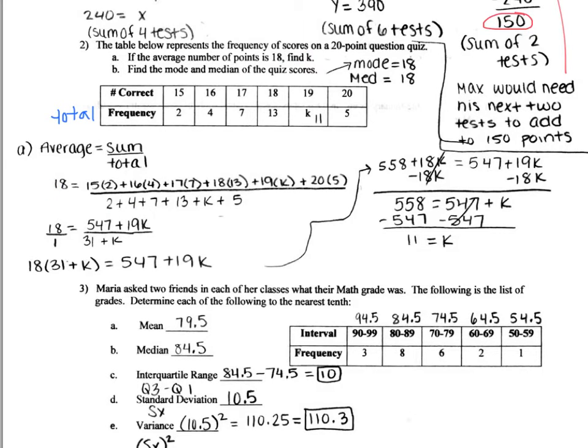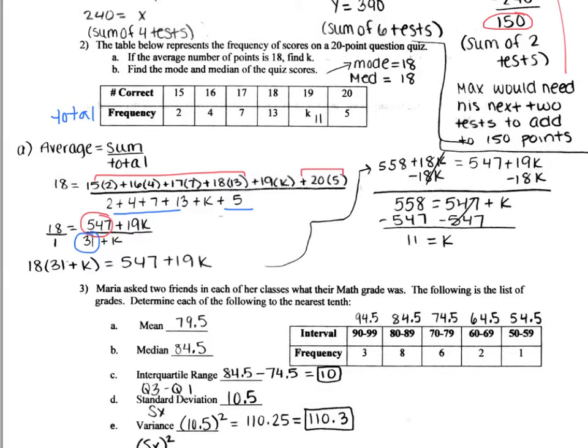So all I did really was put this into the calculator. I put all of this, and I added it, and I got 547, added to 19K. And on the bottom I added all of this together, and I got 31 plus K. And then I really just cross-multiplied, and I did some algebra, and after I cross-multiplied, I got K was 11. All right, so that means 11 people in the class got a score of 19 out of 20.